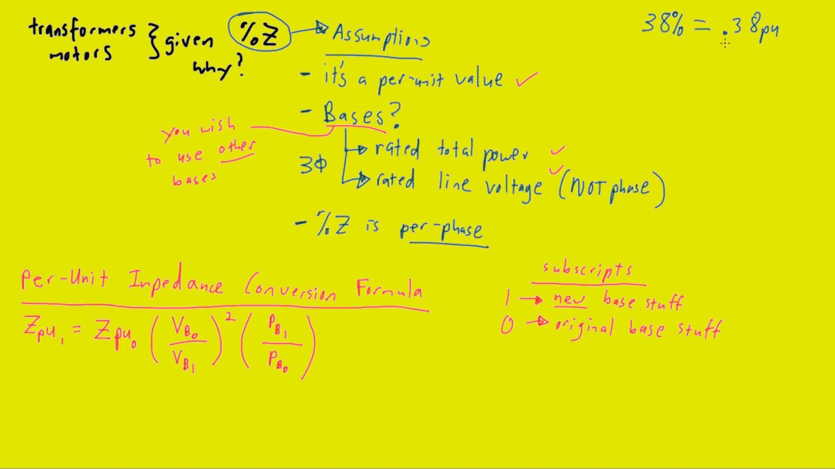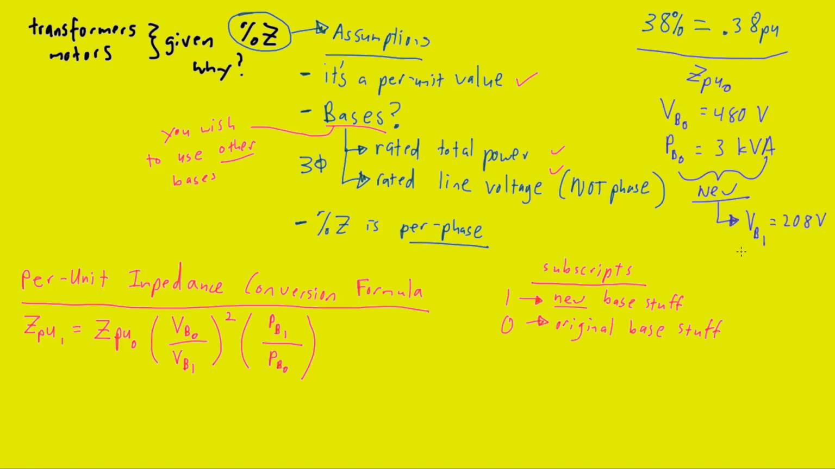So let's see this formula in action with some real numbers. We'll use what we set up here as the 38% impedance value in our formula. Let's set up the voltage and the power bases. Let's say our original voltage base will be 480, and our original power base will be 3 kVA. Now let's discuss the new voltage base that we're going to work on. Let's establish the new voltage base as 208 volts. And let's say the new power base is actually the same as our given original one of 3 kVA. So now we can apply these numbers to our formula.